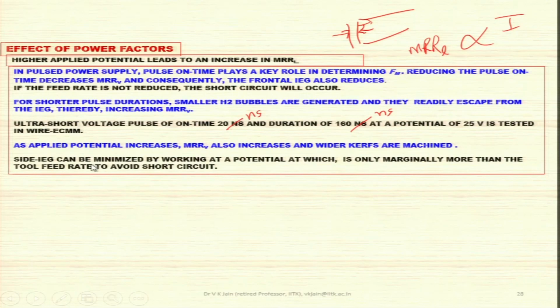Side inter-electrode gap can be minimized by working at a potential which is only marginally more than the tool feed rate to avoid short circuit, and in all the cases we should try to avoid the short circuiting.